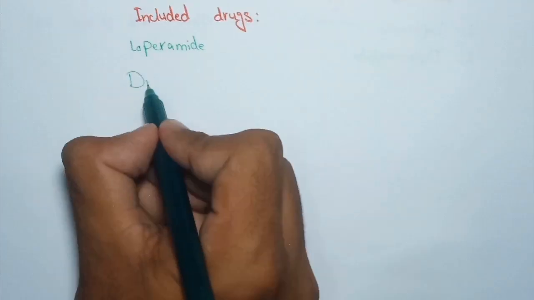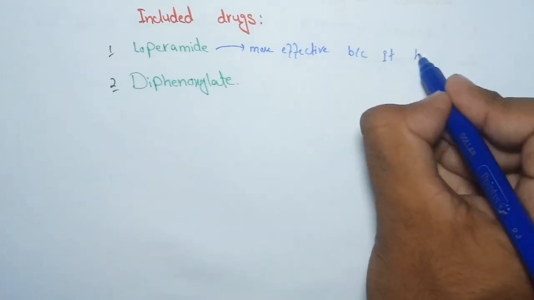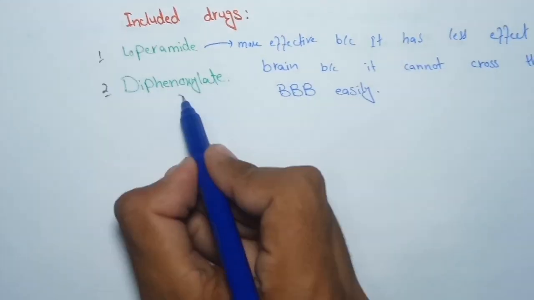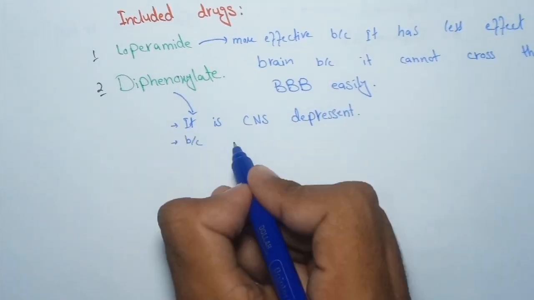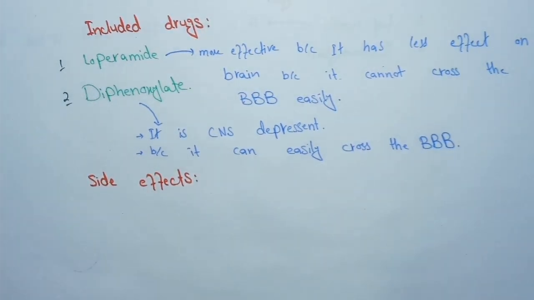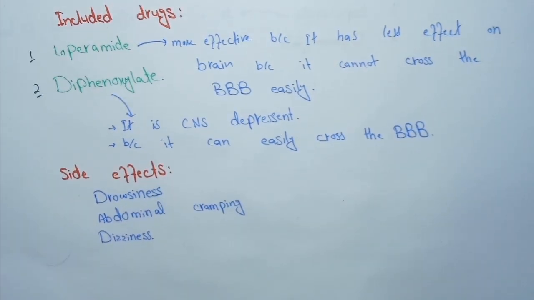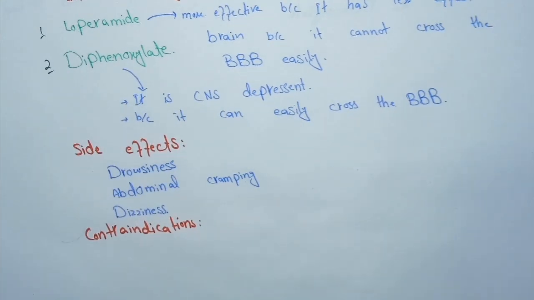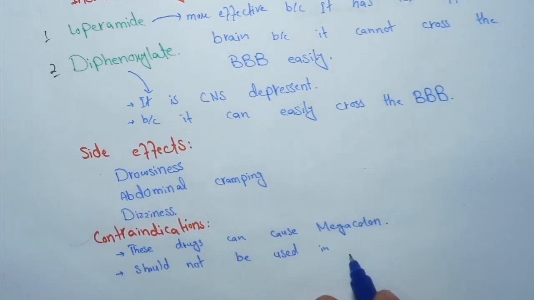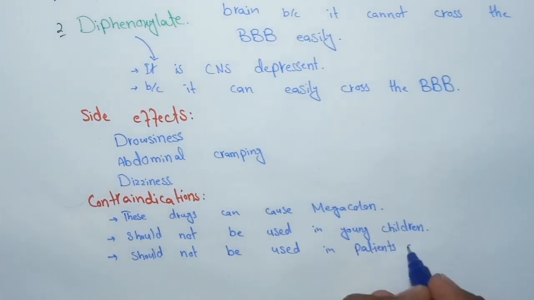Drugs included in anti-motility agents are loperamide and diphenoxylate. Loperamide is usually more effective because it has less effect on the brain because it cannot cross the blood-brain barrier easily, while diphenoxylate is a CNS depressant because it can easily cross the blood-brain barrier. Side effects of this class include drowsiness, abdominal cramping, and dizziness. Now, contraindications of anti-motility agents: these drugs should not be used in young children because they can cause megacolon, meaning an increase in the size of the colon, and should not be used in patients with severe colitis.